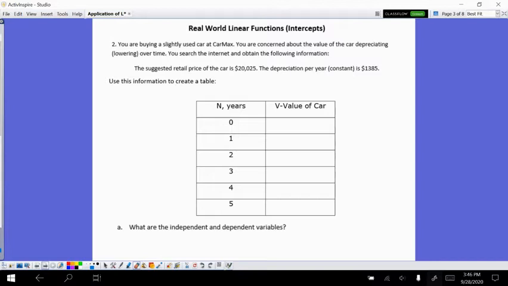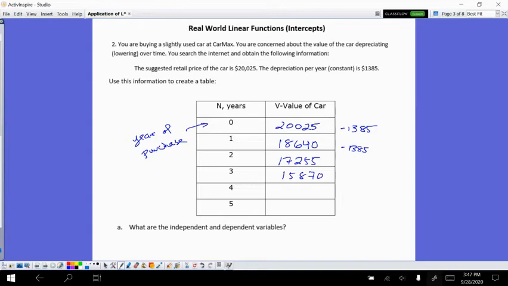$1,385. So we're going to create a table for how much that car is worth, and for years, we're going to understand that this is simply the year of purchase or the day of purchase. No time has passed, so we'll assume that at that point the car is still worth $20,025. After 1 year has passed, you're going to lose that much value, $1,385. So now your car is valued in the 18,000s, and again we would subtract to get the value every year thereafter.